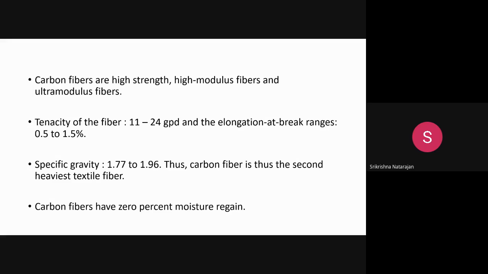So it is the second heaviest textile fiber, as you can see if you observe the specific gravity. And this fiber is mostly made up of benzene rings, so it has 0% moisture regain, because all the water loving groups are eliminated by this heating process.